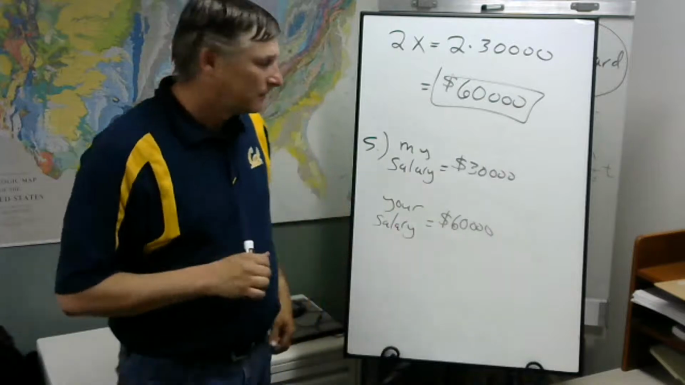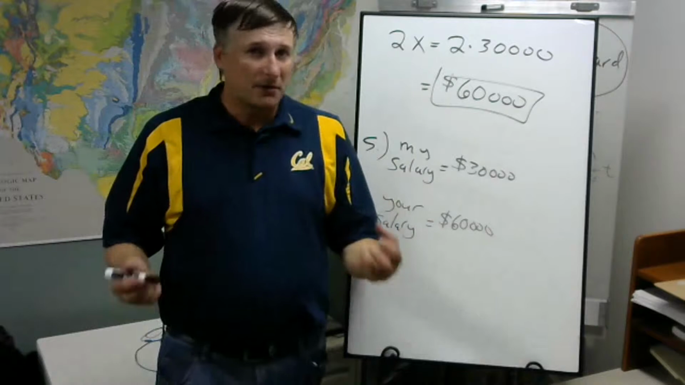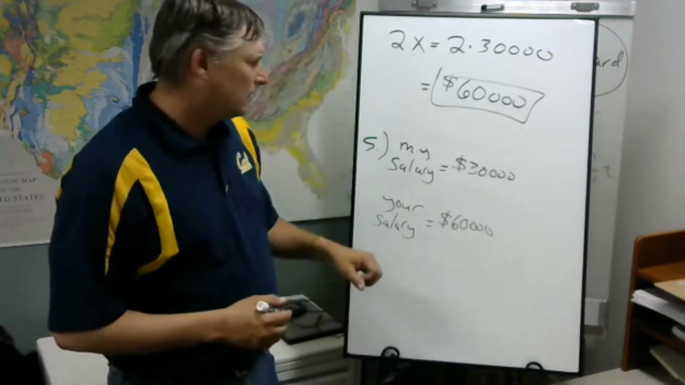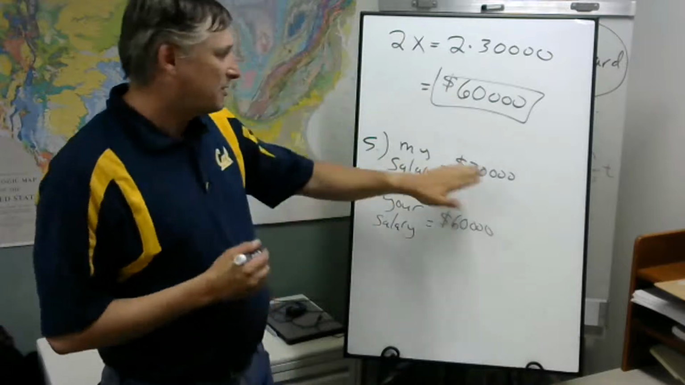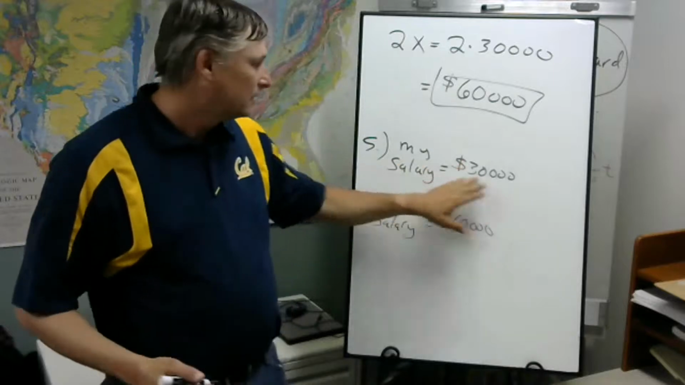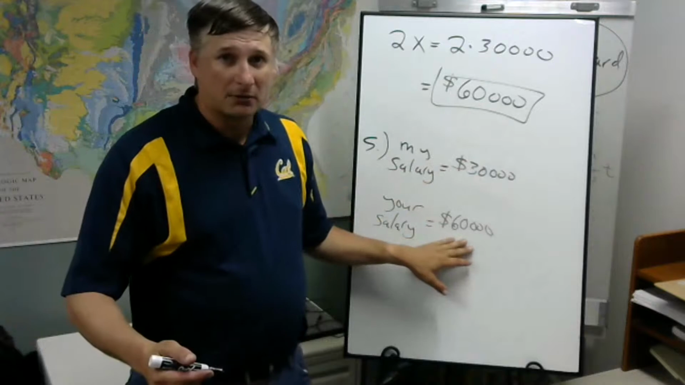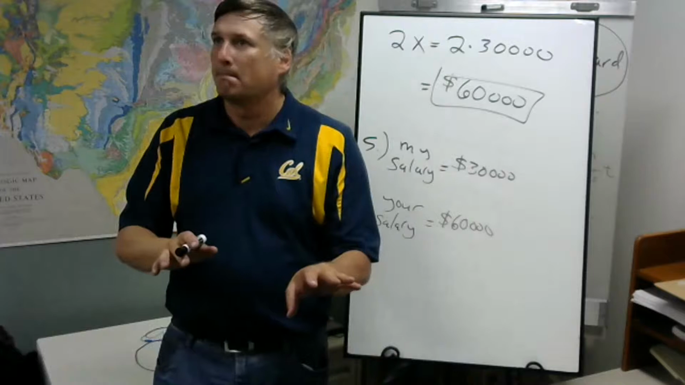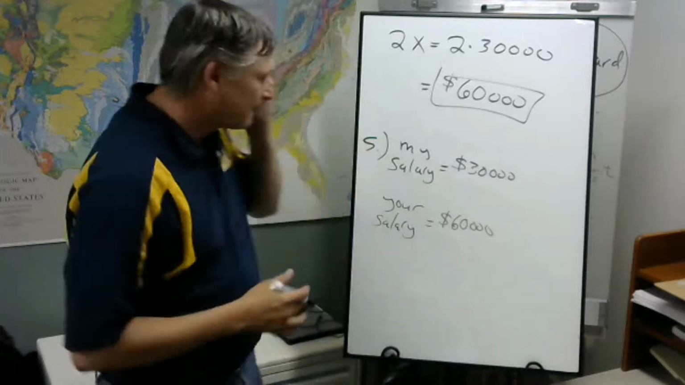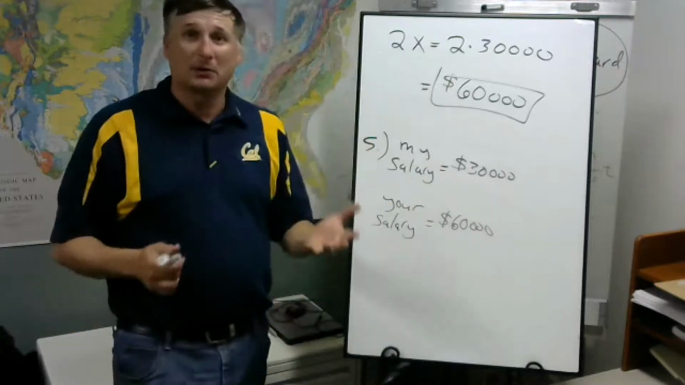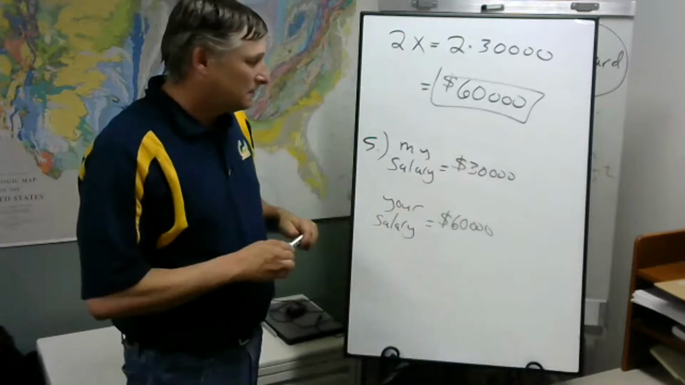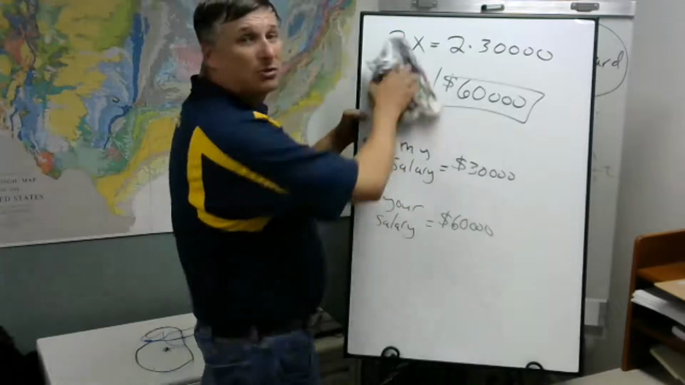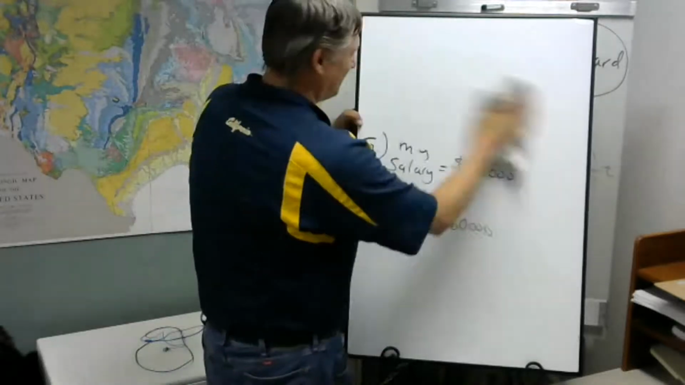Second part of the problem. The sum of our salaries is $90,000. Well, the sum of my $30,000 salary and your $60,000 salary is $90,000. Does that make sense? Yeah, it does. That makes perfect sense. So it seems like these are good answers. So there we go. So that's the general approach to solving these problems.